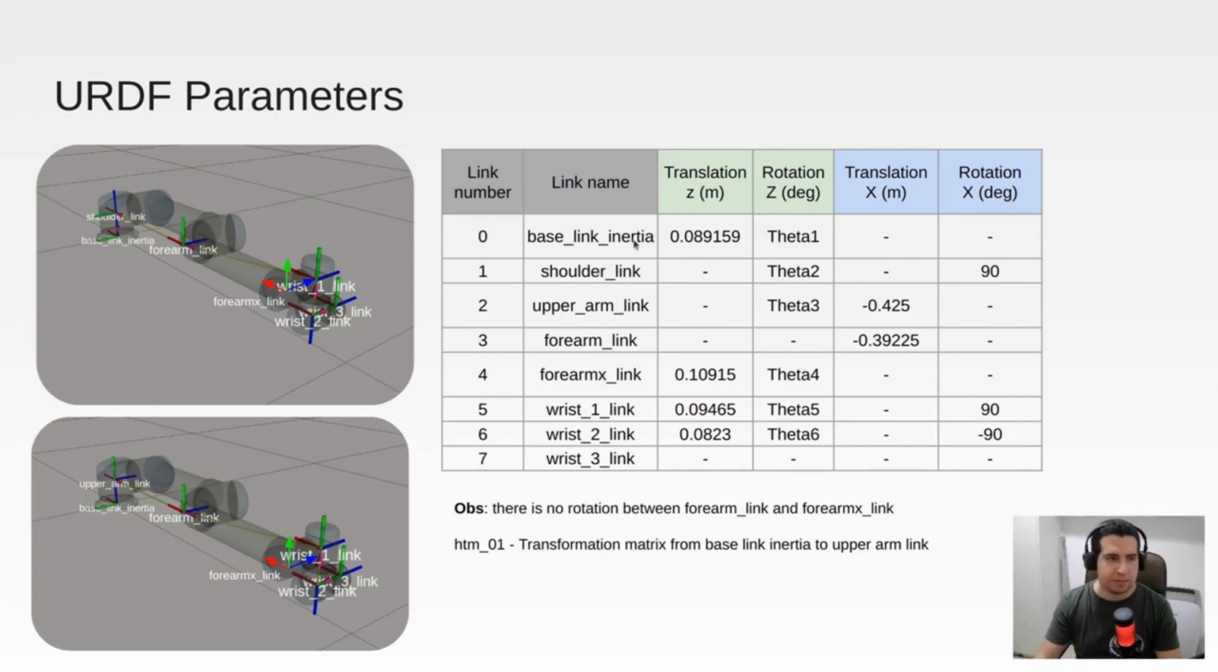For example, we have some translation in the z direction from the base link inertia to the shoulder link, and shoulder link rotates by theta 1 with respect to the base link inertia, and that's how you interpret this table. Also it's important to pay attention to the link number, because it will be part of the symbols to represent the homogeneous transformation matrices.